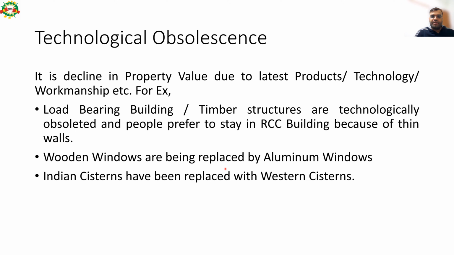Wooden windows are being replaced with aluminum windows. The best example is that Indian toilets have been replaced with Western toilets. If we have 2 buildings, and one building has Indian toilets and the nearby property has Western toilets, the building with Western toilets will have more value, and the property with Indian toilets will have a little less value because of technological obsolescence.